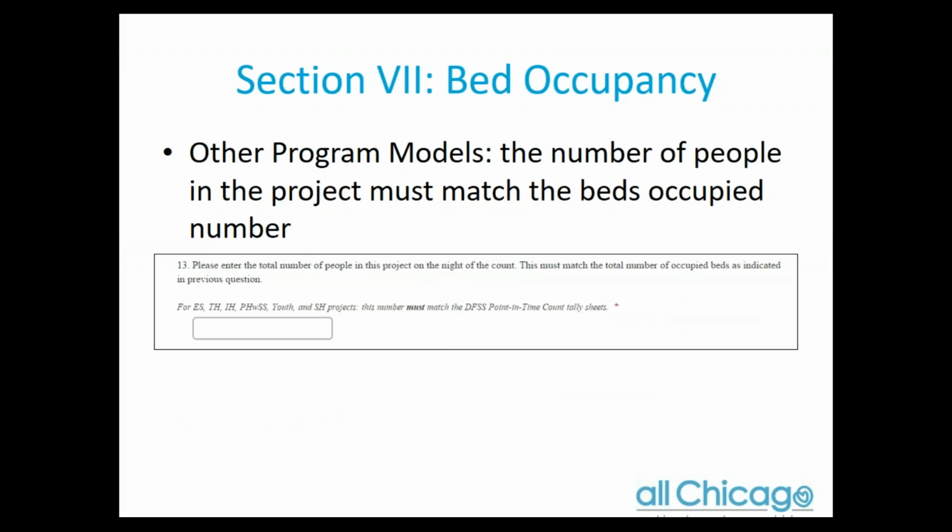You'll see a question in there that asks about the total number of people in your program. So you'll see that for our emergency shelters, transitional housing, interim housing, permanent housing with short-term supports, youth transitional housing programs, safe havens, and so forth, there's a note that it must match the DFSS point-in-time tally sheets. Because most of you will not be participating in that, please make sure that the total number of people here matches the total number of people in an occupied bed.